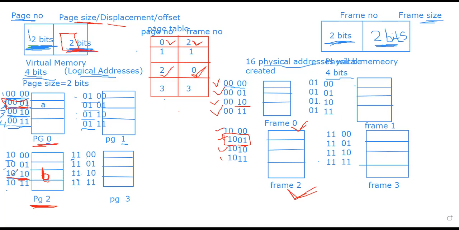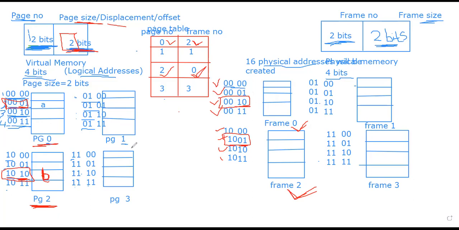That means this logical address will be mapped to which physical address? To this physical address. This is what mapping is. Not more than that. I will give you another example also to be thorough on this.